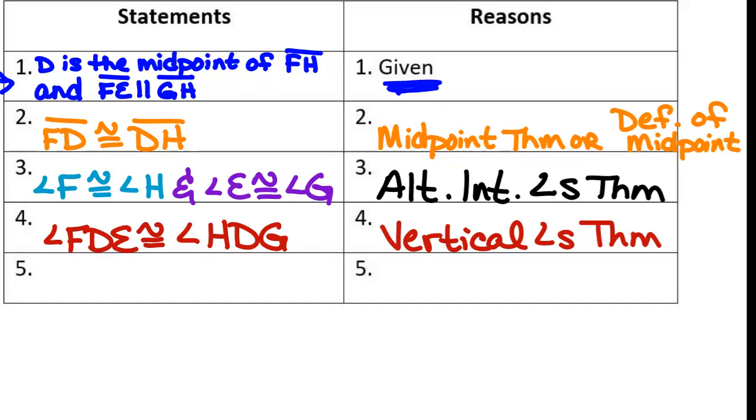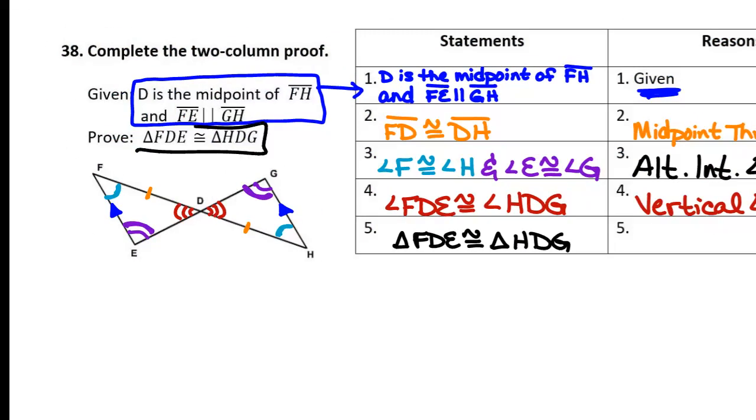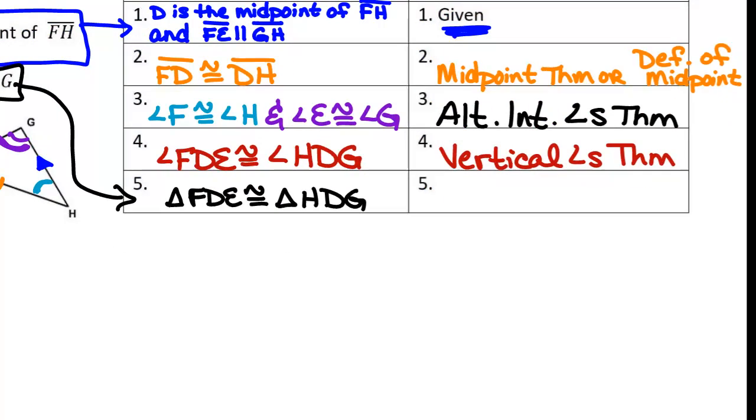And then finally, at the end, we can say that triangle FDE is congruent to triangle HDG, this piece that I was asked to prove. Please don't ever write prove as a reason. Prove is not a reason. Prove is what you're doing.